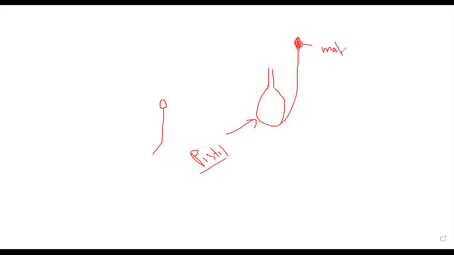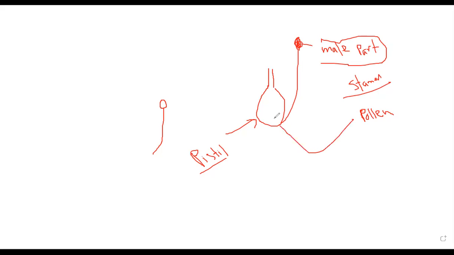Now what happens during reproduction? The male part, the stamen, produces a male reproductive cell called pollen. In Arabic we call it حبوب اللقاح. The pollen goes from the male part, from the stamen, to where? To the pistil. In the pistil we have the female cell, which is the egg.